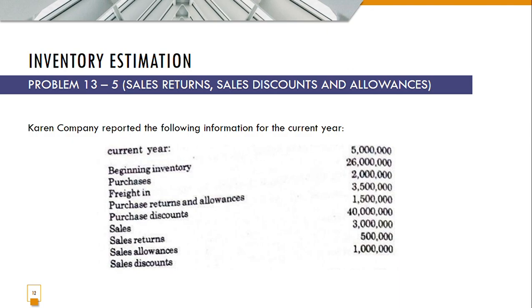Let's do another example with sales discounts and allowances and sales returns. So Karen Company reported the following information during the current year. So you have 5 million in beginning inventory. You have purchases of 26 million, freight in of 2 million, purchase returns and allowances of 3.5 million, purchase discounts of 1.5 million, sales of 40 million, sales returns of 3 million, sales allowances and sales discounts of 500,000 and 1 million respectively.